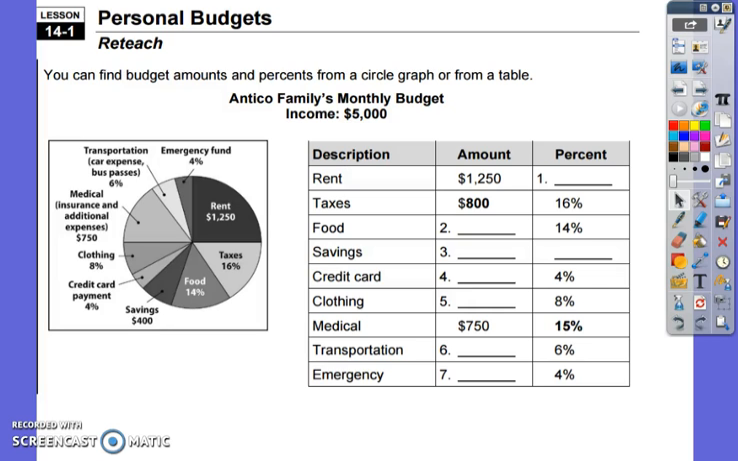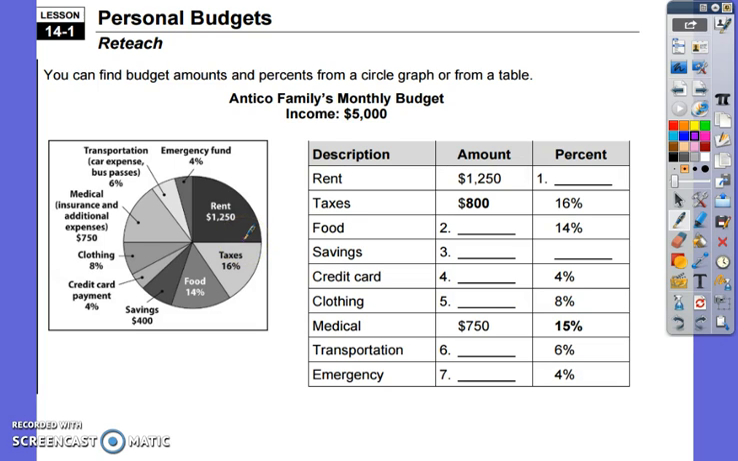Today we're going to be talking about personal budgets. You can find budget amounts and percents from a circle graph or from a table. The Antico family's monthly budget income is $5,000. So if we look at the circle graph, we can see that we have different descriptions of money that is spent. And some of them have percents, as we see here with the emergency fund, 4%. And some of them have money values, like rent is $1,250.